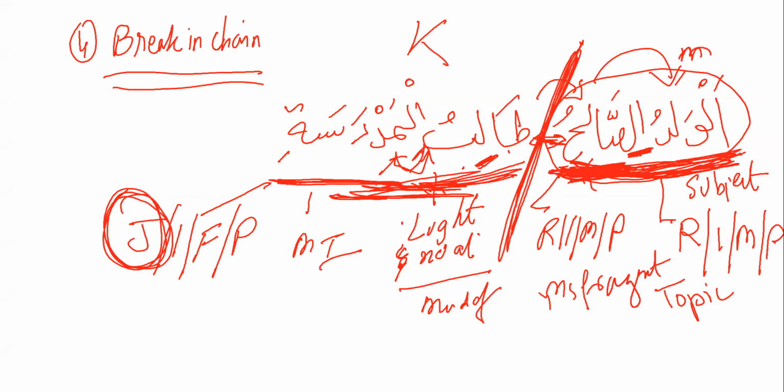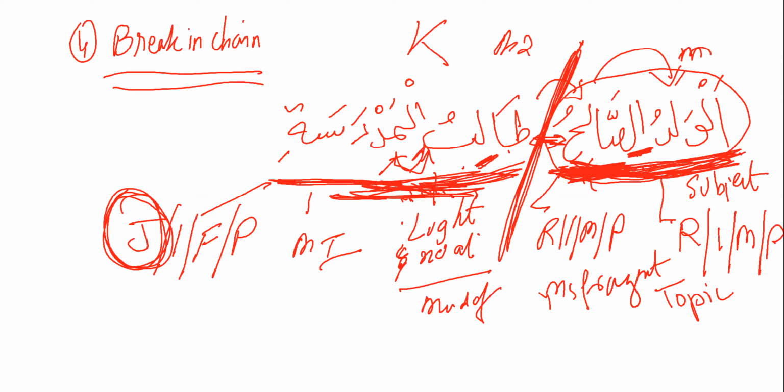So where the break in chain is, there is an invisible is. But one thing to be sure is whether the next chain is mubtada or khabar. Because if it had not been giving us information but pointing towards the topic, this could have been mubtada too.